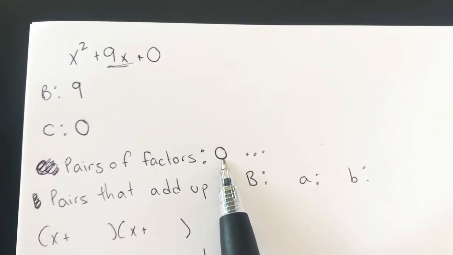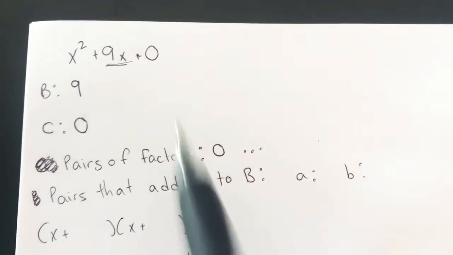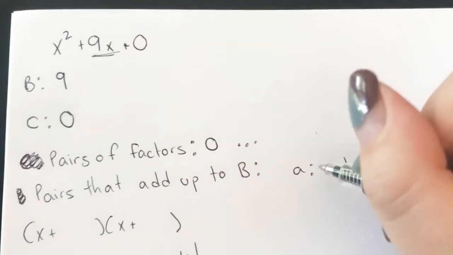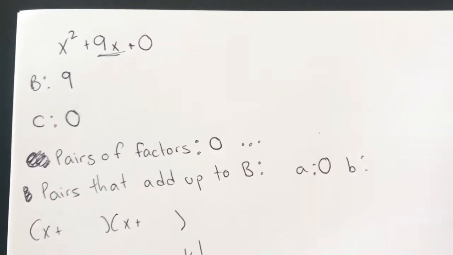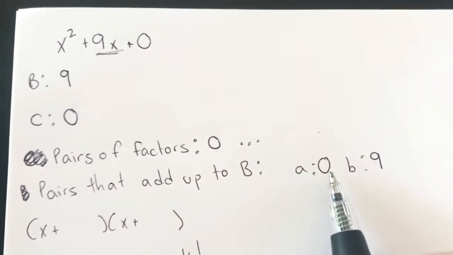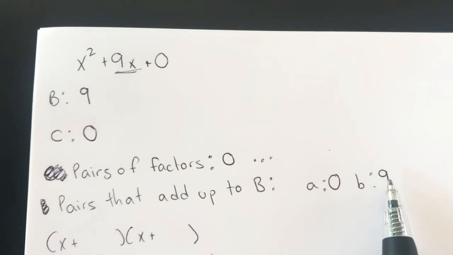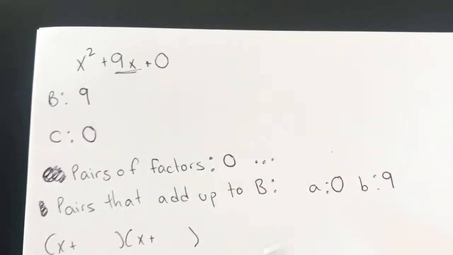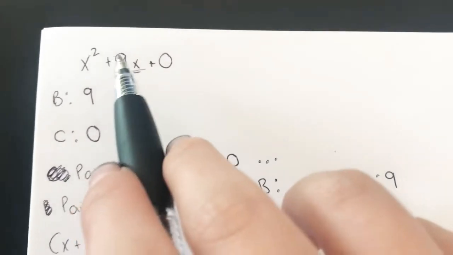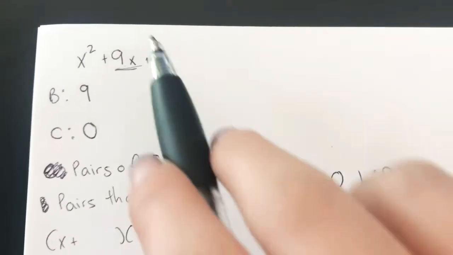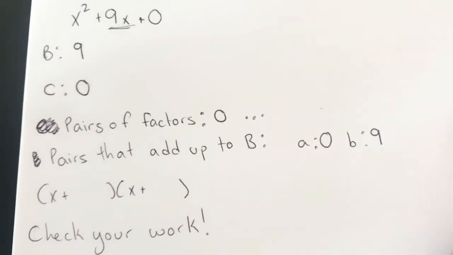So what plus 0 is going to equal 9? It has to be 9. So one of my values is 0. The other has to be 9. So 0 plus 9 does equal 9. And 0 times 9 does equal 0. And that's my criteria, right? A and b need to add up to b, and a times b need to multiply to be c. So far that works out.